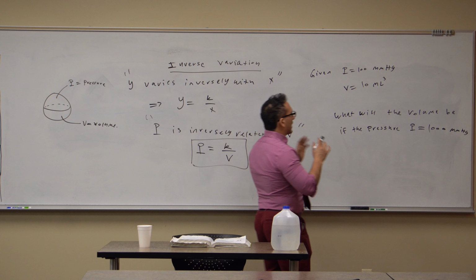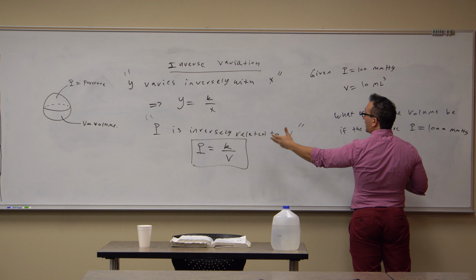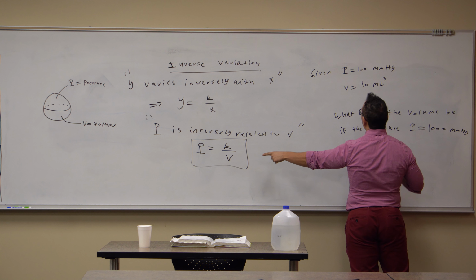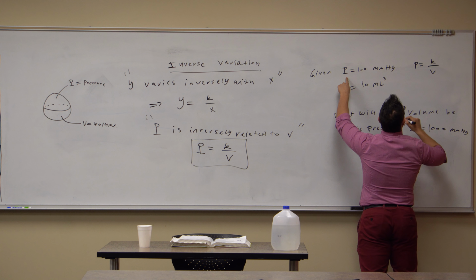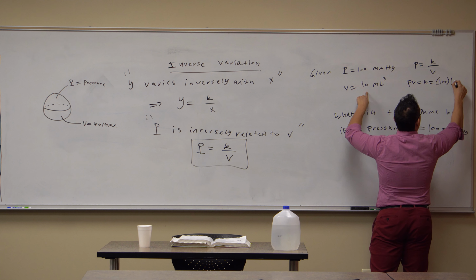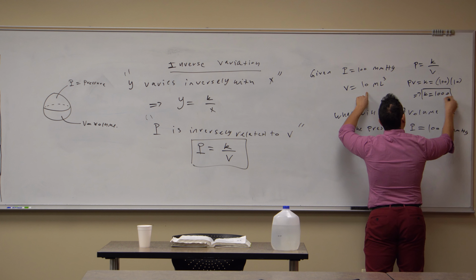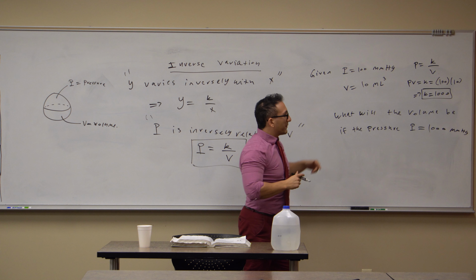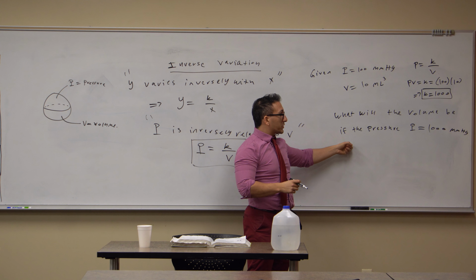So the way we do it, as usual, is we express a mathematical equation. P is inversely related to V, is just like that. P is equal to K over V. We are given numerical values for P and for V, so we can solve for K. So PV is equal to K, and that's equal to 100 times 10, which means K is equal to 1,000. All right? Now, we'll use the information that K is always 1,000 to solve what happens to the volume when the pressure is 1,000.